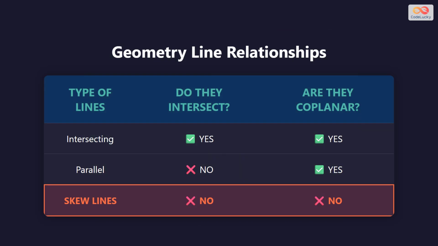Let us summarize the relationships. Intersecting lines share a plane and meet. Parallel lines share a plane but do not meet. Skew lines are the rebels, they do not share a plane, and they never meet. They are completely independent of each other.